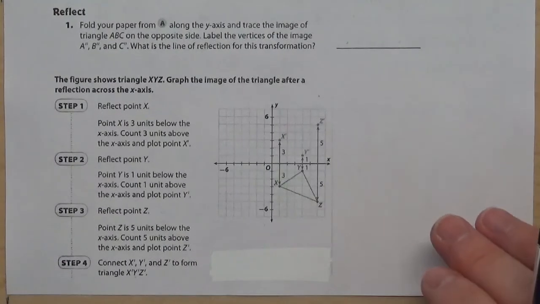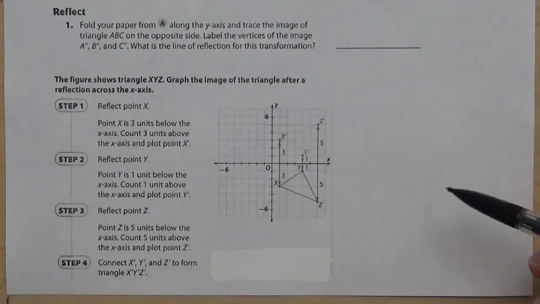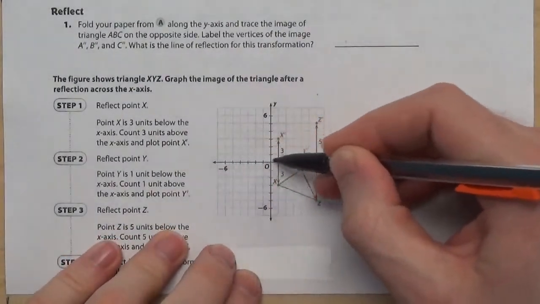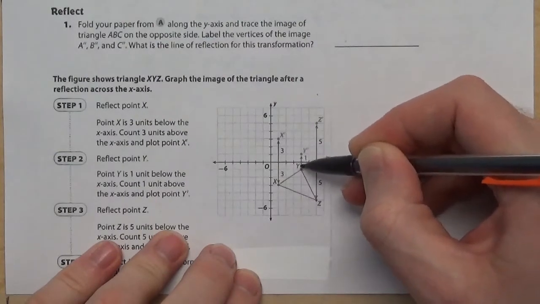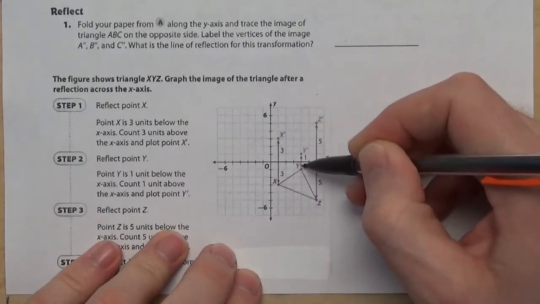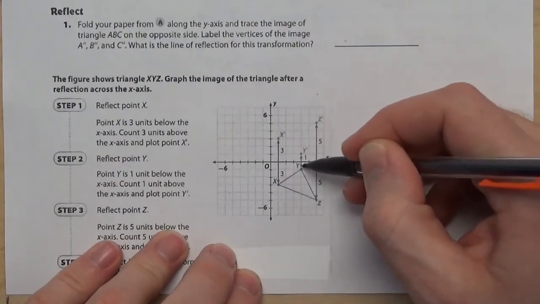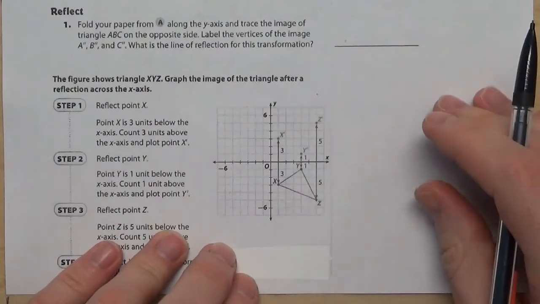It says the figure shows triangle XYZ. Graph the image of the triangle after reflection across the x-axis. So the x-axis right here is what's called the line of reflection. When we have our pre-image and our image, every point on this triangle will be the same distance away, like Y and Y prime. It's 1 unit away this direction, so it's going to be 1 unit away that direction.